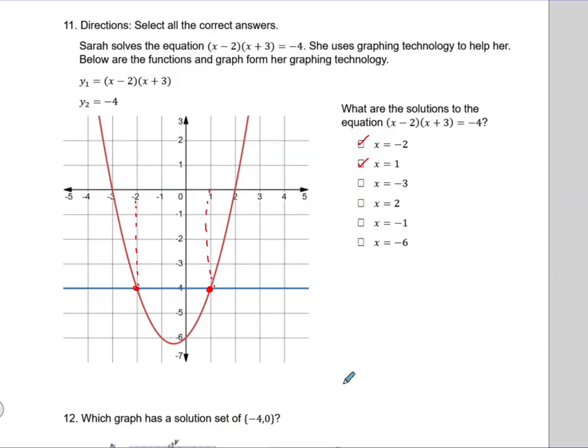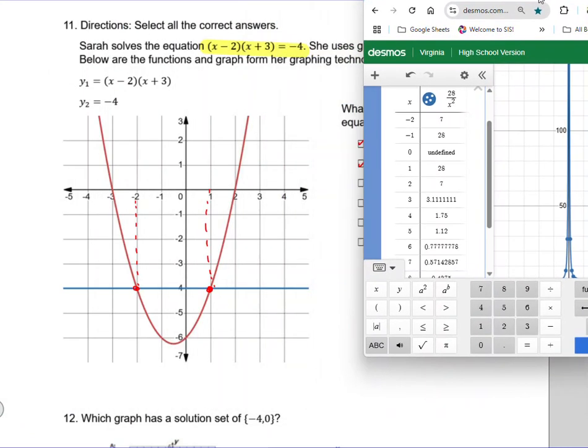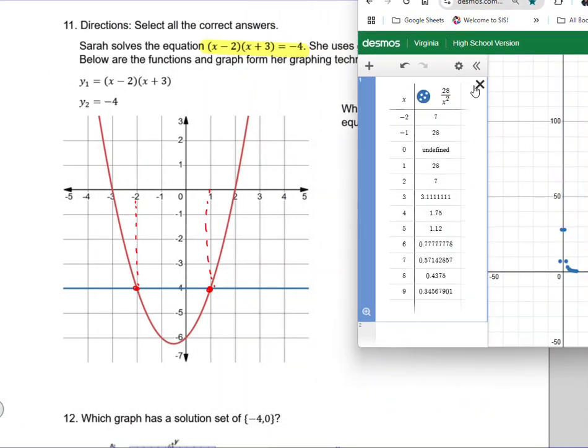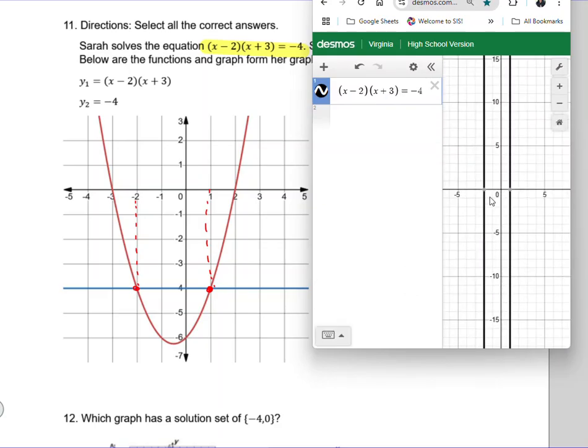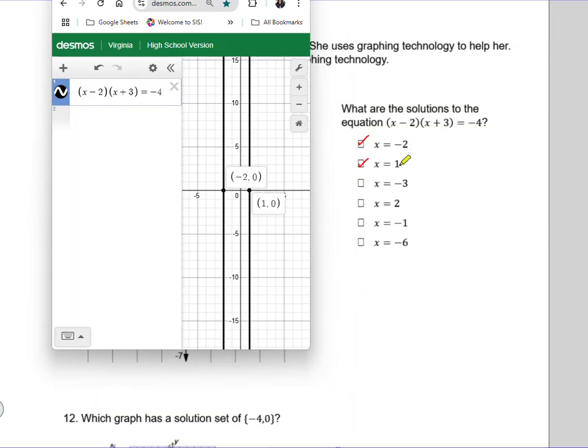I do want to show you another way you can do this. You can just ignore all of this mess here, and if you want to, you can go ahead and plug this part in Desmos, and then you'll find the right answers that way as well. I do want to show you that because, you know, any way to get the right answer, I will show it to you. Because I want you to pass this SOL. Equals -4. Press that and look, -2 and +1. Alright?